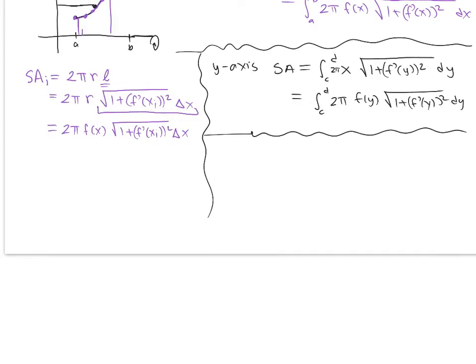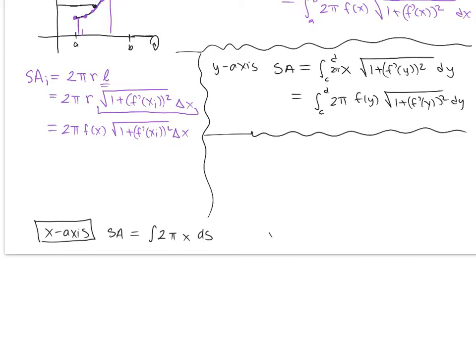So for the x-axis, the formula that they give is this. They say surface area is equal to an integral, they put no bounds on it, of 2 pi x ds.